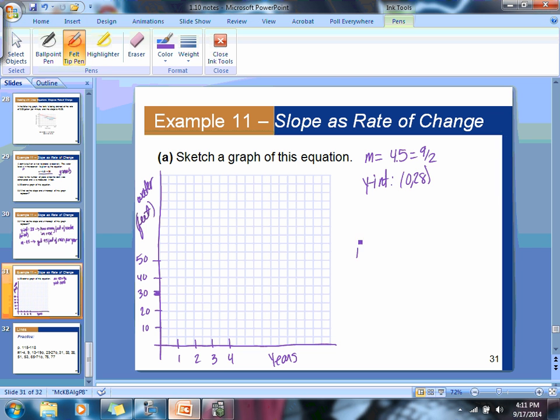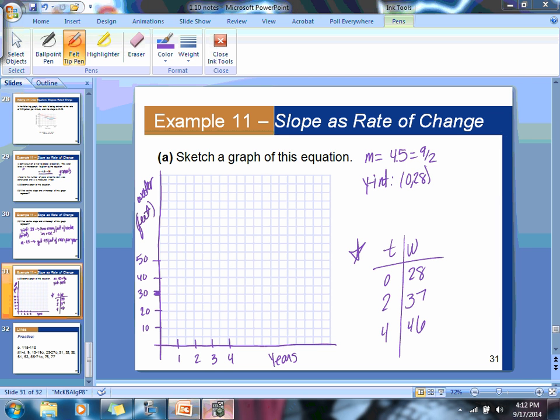So the other method that I would do that's a little more useful is make a table of values. If time is 0, then your water level was 28. After 2 years, your water level would be at 37 feet. After 4 years, your water level is 46. So plug the equation into your calculator and it'll spit out the table of values for you.